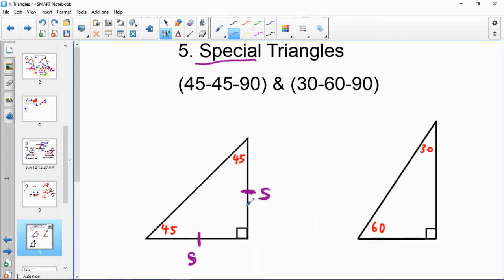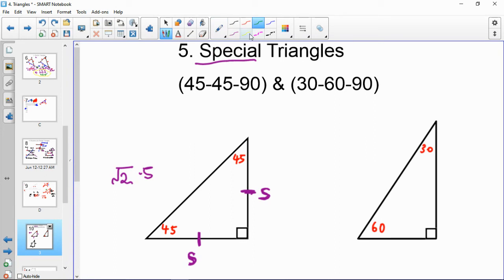And that's nice, knowing that whatever one side is, the other side is going to be the same thing. Now, the harder rule to remember for 45-45-90 is that if the leg length is S, the hypotenuse is always going to be S times radical 2. Whatever the side length is for one of the legs, you get the hypotenuse by multiplying S by radical 2.